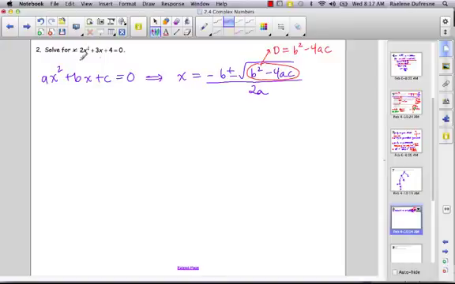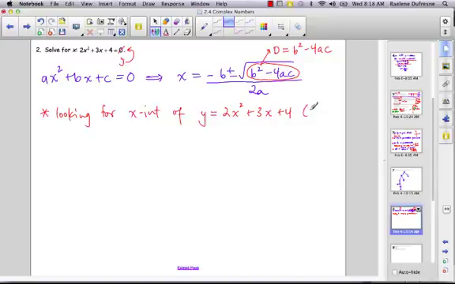Well, we don't see that this is exactly a function, but if we had imagined this was y, and we had set y equal to 0, what that means is that we are looking for x-intercepts of y equals 2x squared plus 3x plus 4 when y is equal to 0. So we can link the graphical with the algebraic. All right, so let's go ahead and solve for x from this quadratic.